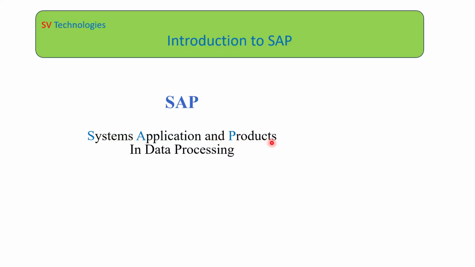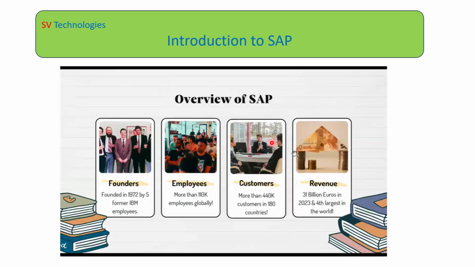This we'll see in more detail. So coming to this SAP, right? This SAP, initially it was developed and formed by 5 IBM ex-employees in 1972. Currently the employees in SAP is more than 100K, and the customers also more than 440K. The revenue, this is a world revenue, till 2023 is 31 billion euros.